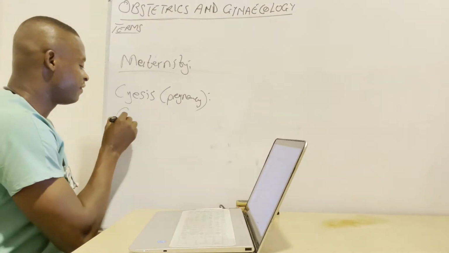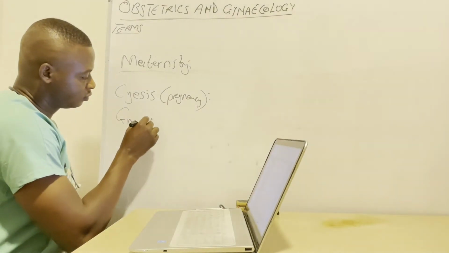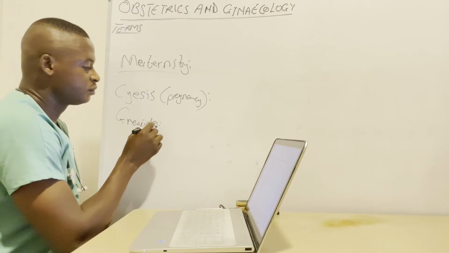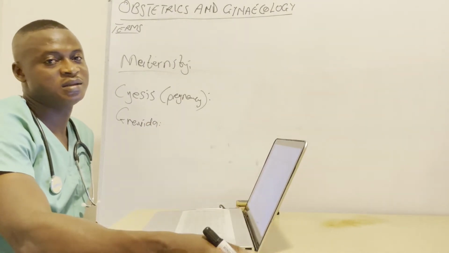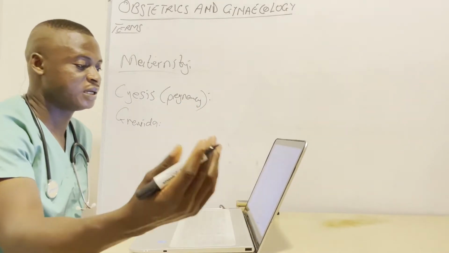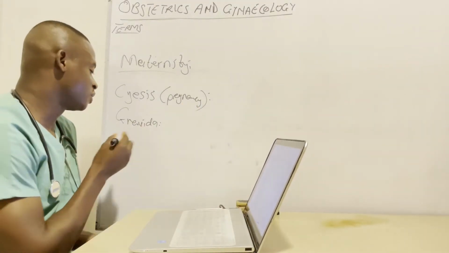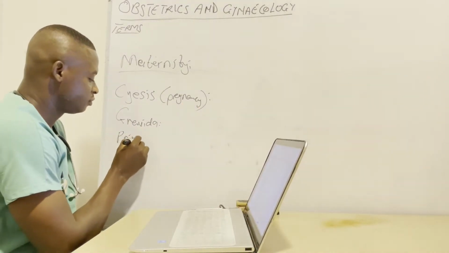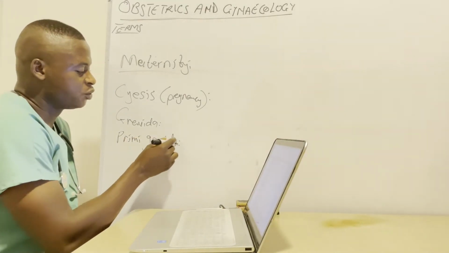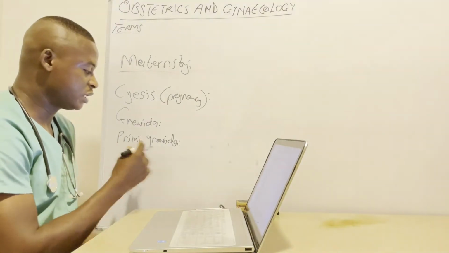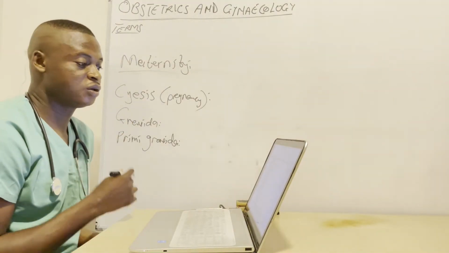Now let's look at what we call gravida. Gravida is being in a state of pregnancy. So when you are pregnant, it's gravida, okay? State of pregnancy, that is gravida. We have what we call primigravida. These are terms you'll be using later. So just know the meaning so that when you start using it, you don't get confused.